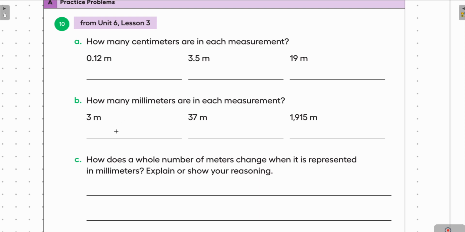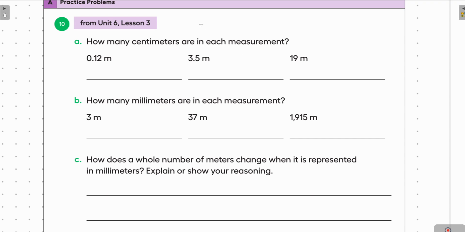Hello class, in this video we are going to review Unit 6, Section A. And to do that, let's go over some of these practice problems. How many centimeters are in each measurement?